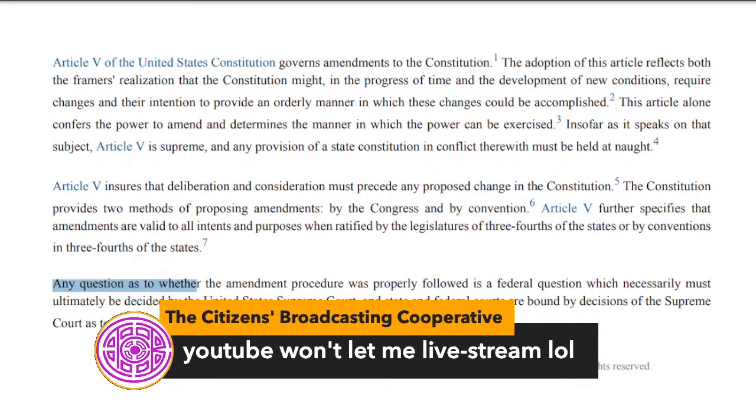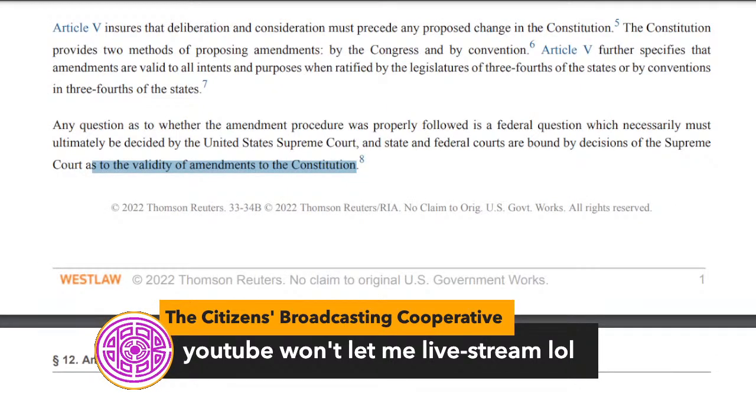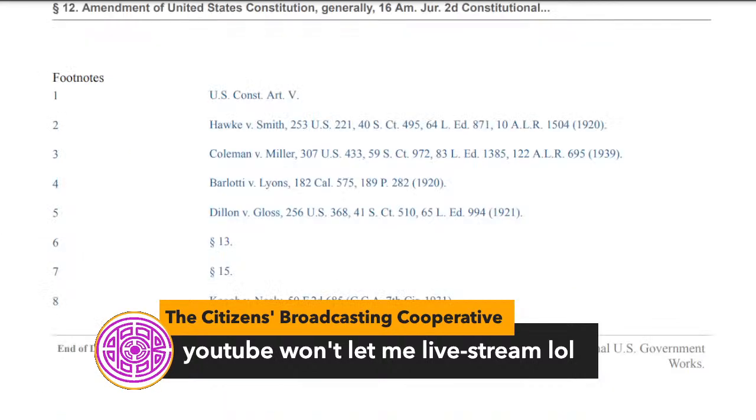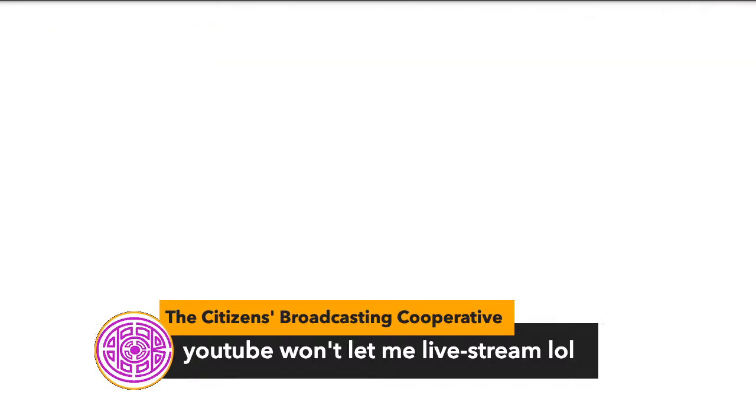Any question as to whether the amendment procedure was properly followed is a federal question, which necessarily must ultimately be decided by the United States Supreme Court. And state and federal courts are bound by the decisions of the Supreme Court as to the validity of amendments to the Constitution. So the Supreme Court holds these amendments in hostage, and the Supreme Court is appointed. That's footnote 8, 1931. Okay.